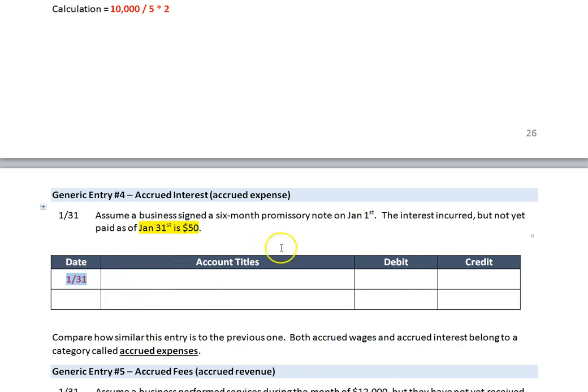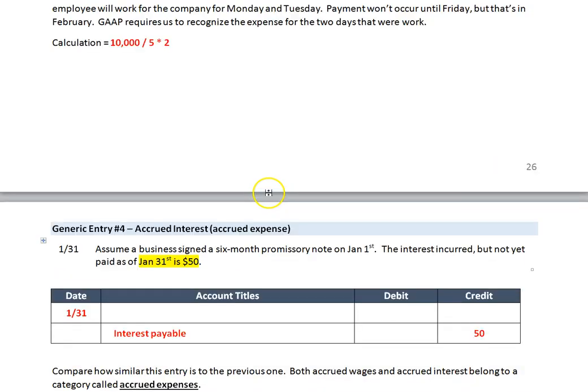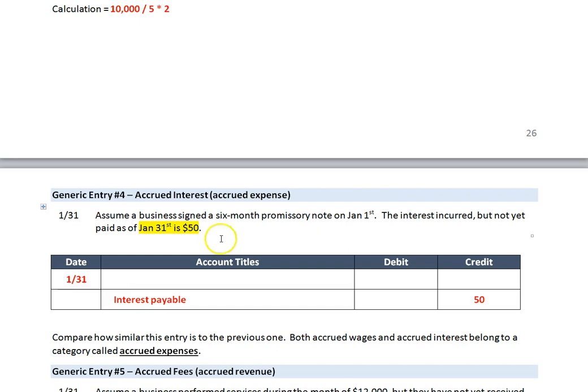We've effectively consumed a resource. We've consumed cash in this case. The fact that we're not going to pay it until the future isn't relevant. The fact that we've consumed it or we owe it is now relevant. So we need to put this into a payable account. Since it relates to interest, we'll call it interest payable. It's very similar. That one's wages payable. This one's interest payable. And very similar, instead of calling it wages expense, we're just going to call it interest expense.